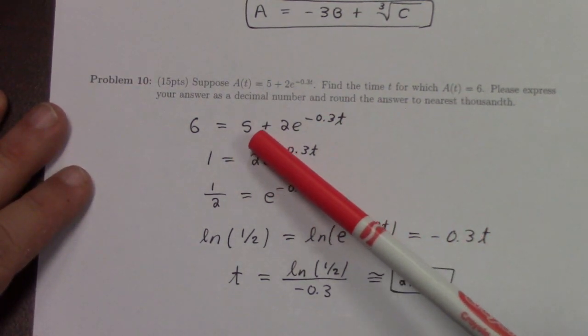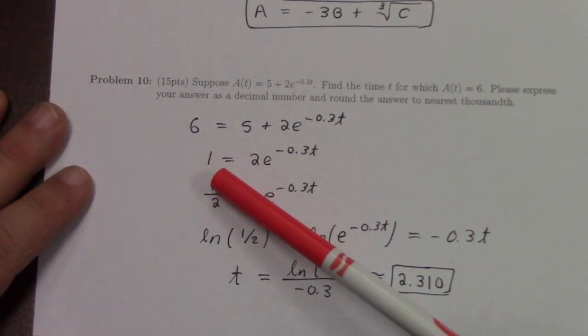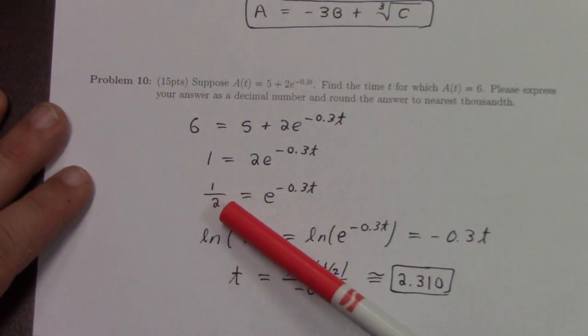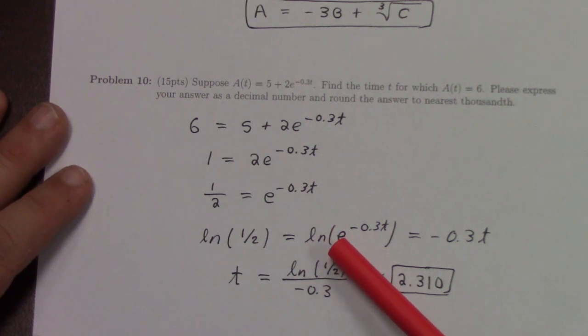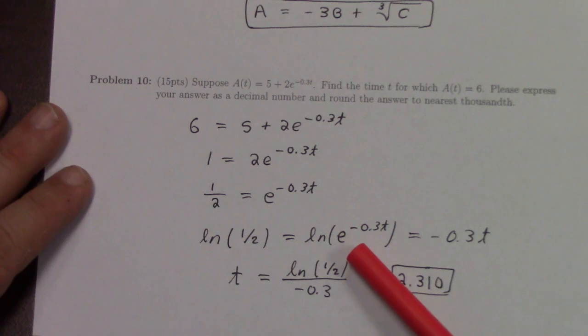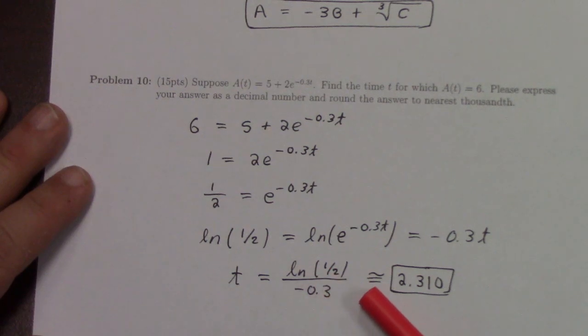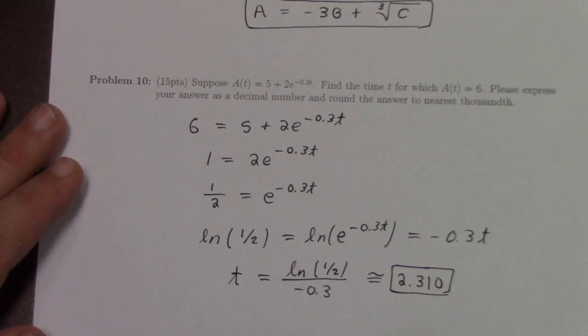So 6 is equal to 5 plus 2 e to the minus 0.3t. So I subtract 5 to the other side. I get 6 minus 5, which is 1. Then I divide by 2, gives me 1/2 is the exponential to the minus 0.3t. Take the natural log of both sides. We get natural log of the exponential, which just spits back out minus 0.3t. Divide by minus 0.3 into the log of 1/2, and we get 2.310 approximately. That's the solution there.